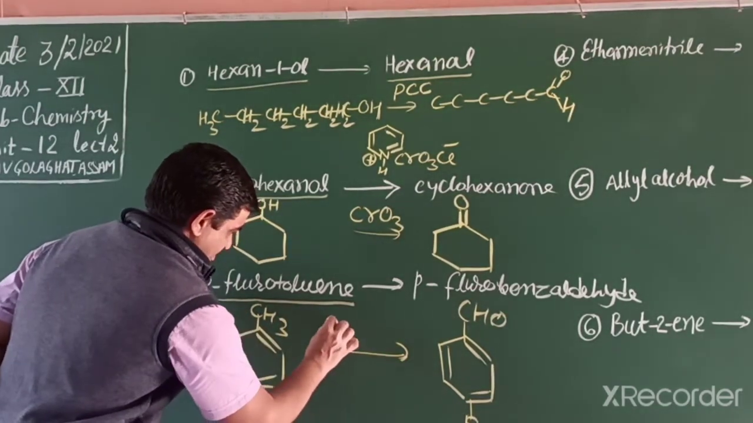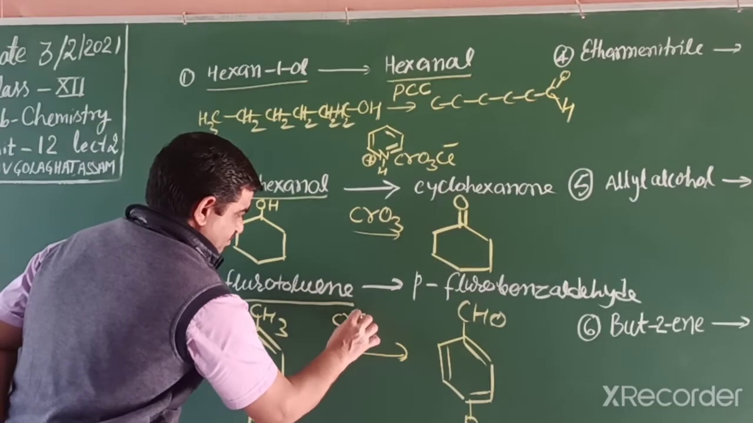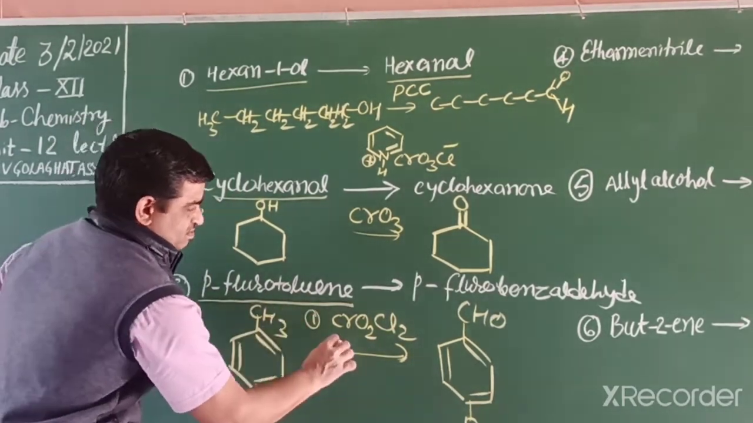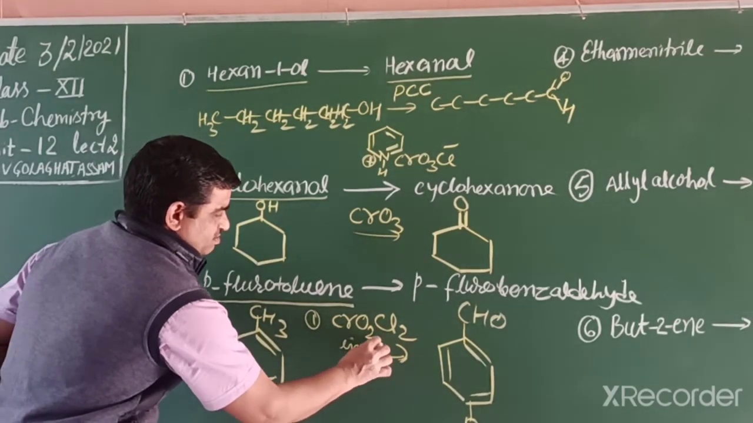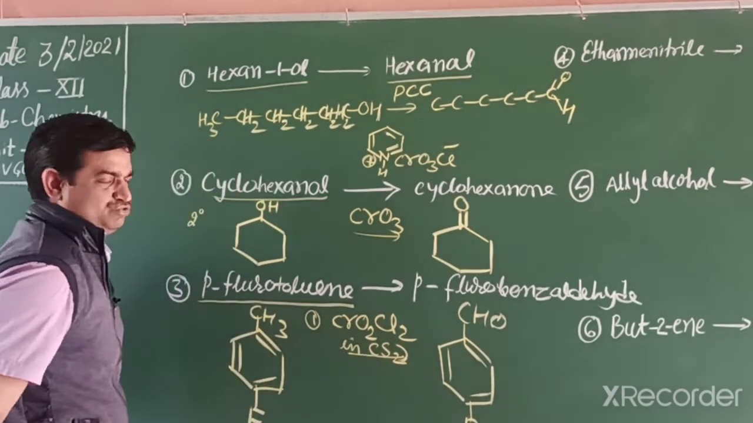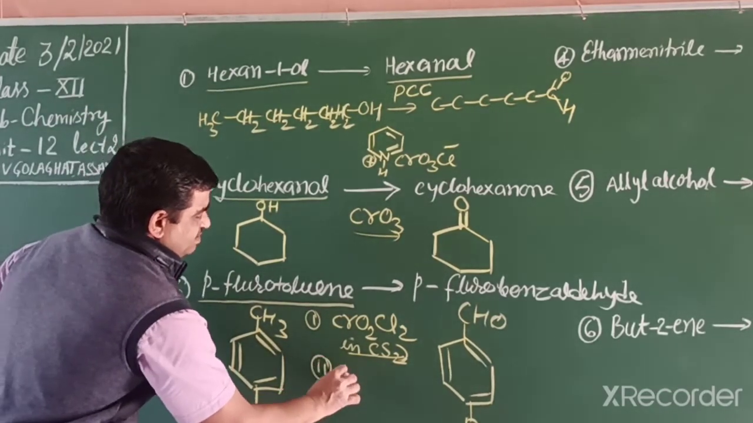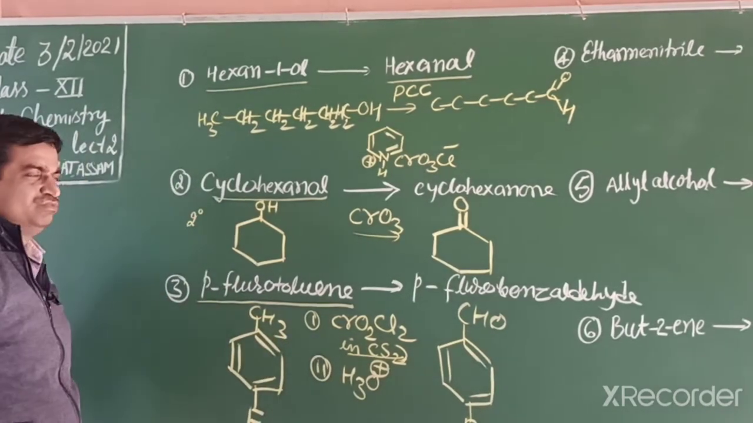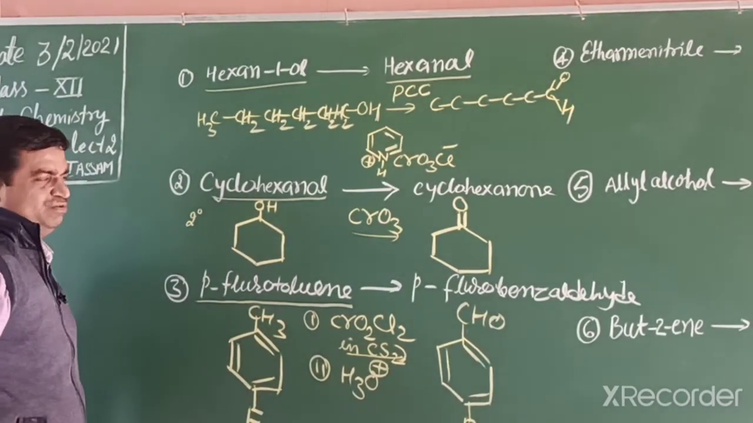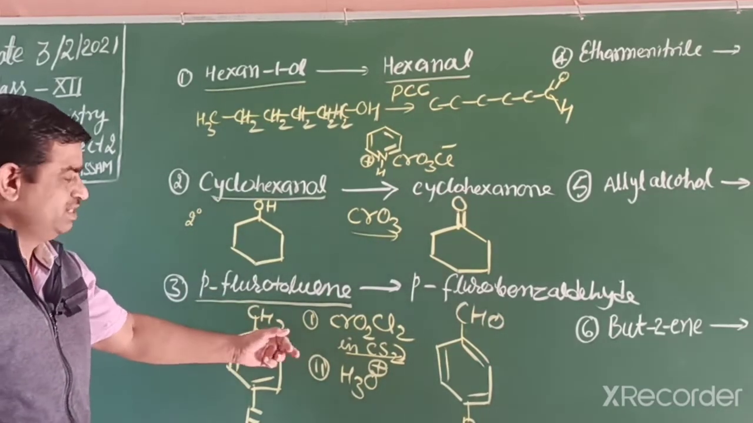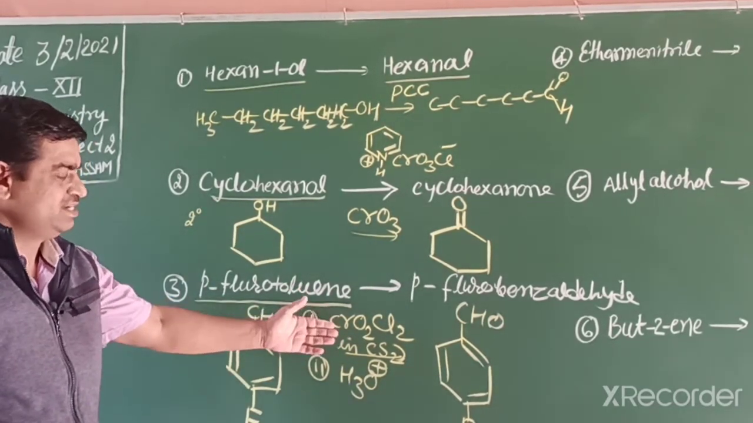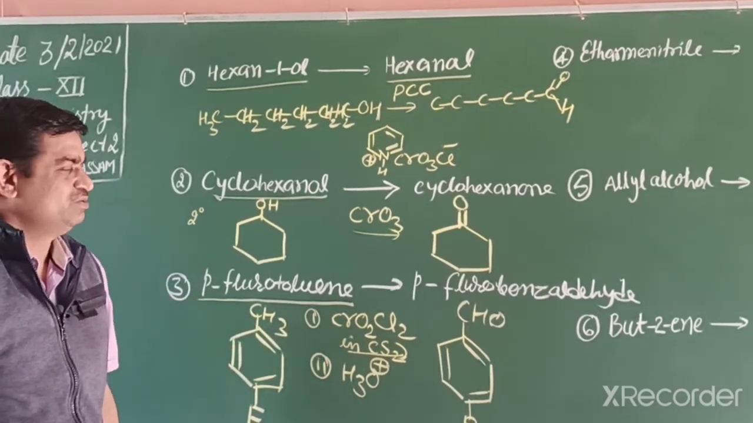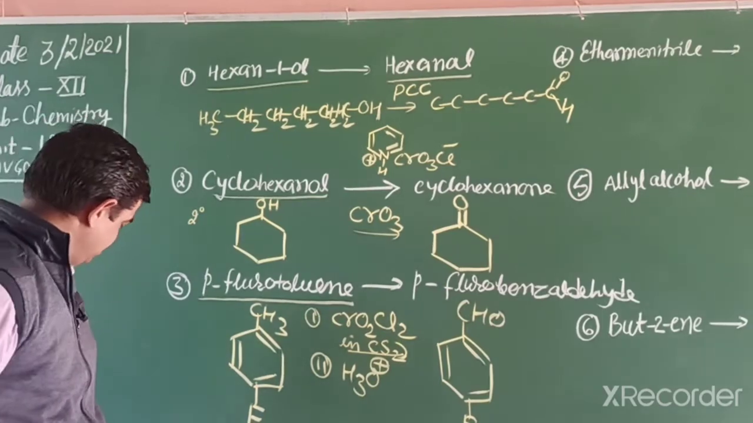So for this reagent we can write chromyl chloride, CrO2Cl2, first step, CrO2Cl2 in carbon disulfide CS2, and second step, that is hydrolysis. So this toluene converts into parafluorobenzaldehyde. Other reagents also we can use for this reaction, like chlorination and then further hydrolysis. We can use chromium trioxide and acetic anhydride.